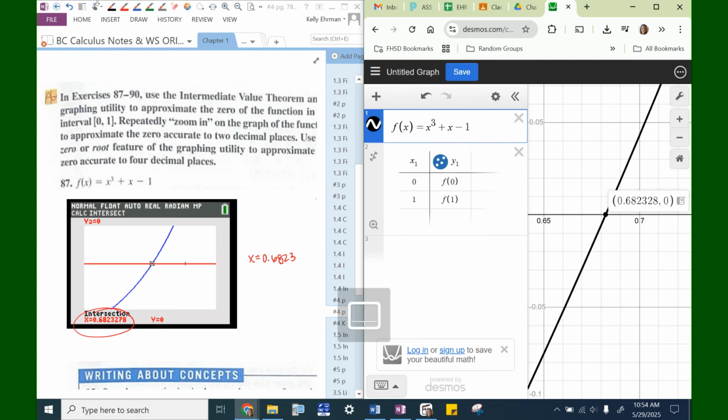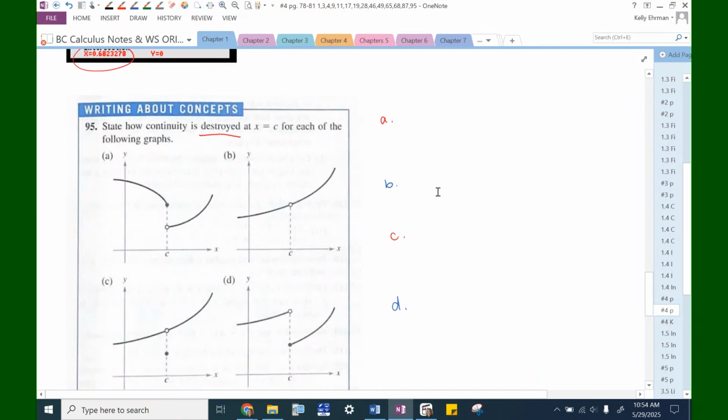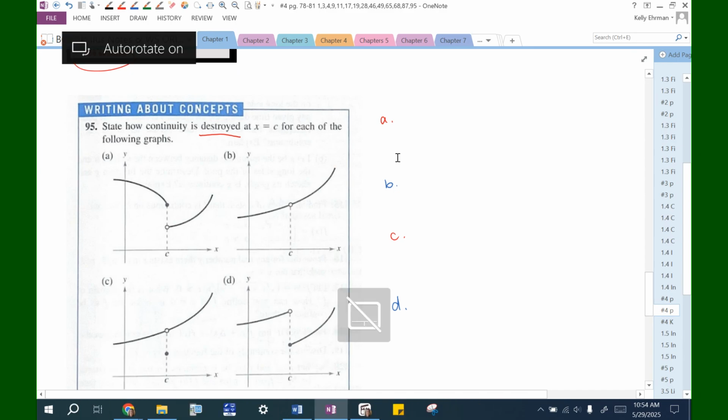All right, what else do we have to do for this assignment? Let's see. Number 95. State how continuity is destroyed at x equals c for each of the following graphs. So for part A, there is a jump in the graph, but I don't want you to say that. I don't want you to say jump.